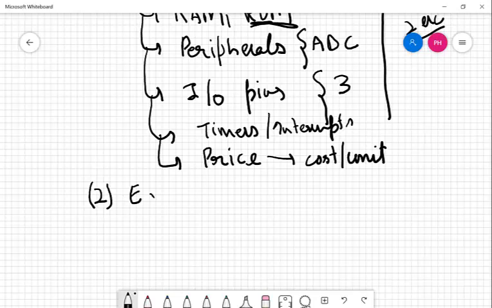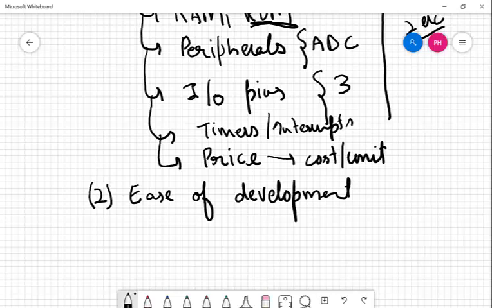The second criterion we usually check is the ease of development. The first criterion is done. We have selected a microcontroller that's meeting the computing task at hand very efficiently and also cost effectively.